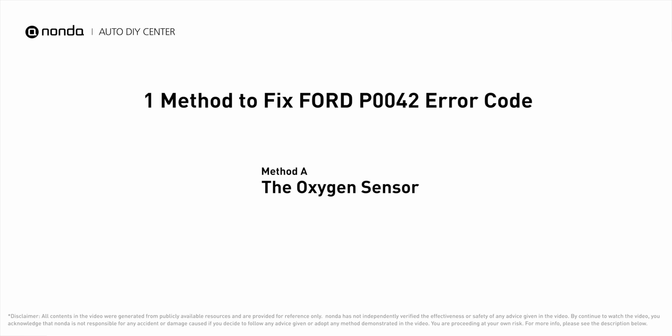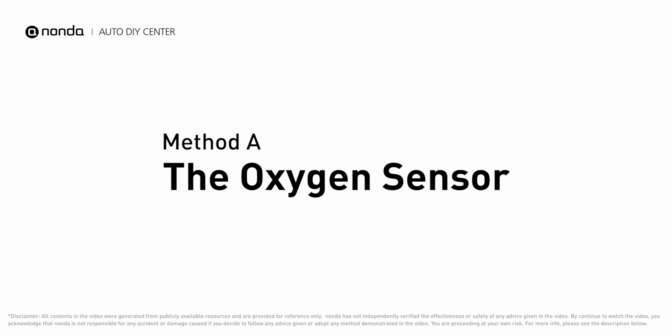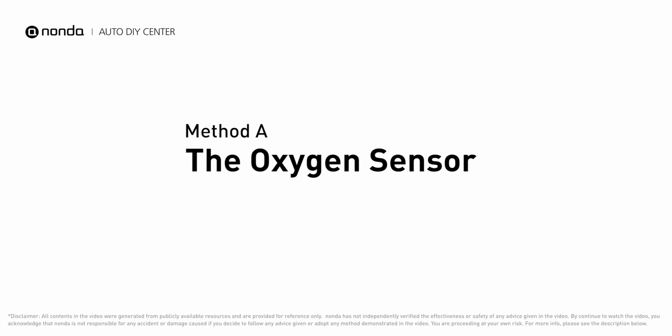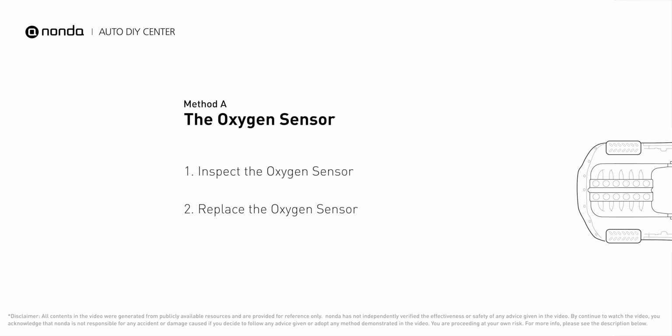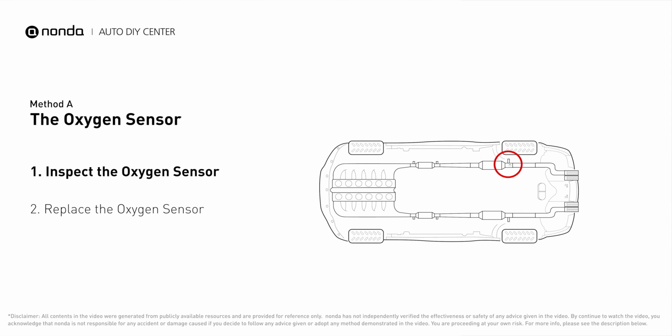Here are one of the most practical solutions to fix Ford's P0042 error code. Method A, the oxygen sensor. This oxygen sensor is located right after the catalytic converter. Bank 1 is on the side with the cylinder number 1. Sensor number 3 is downstream of the last catalyst in the exhaust system.